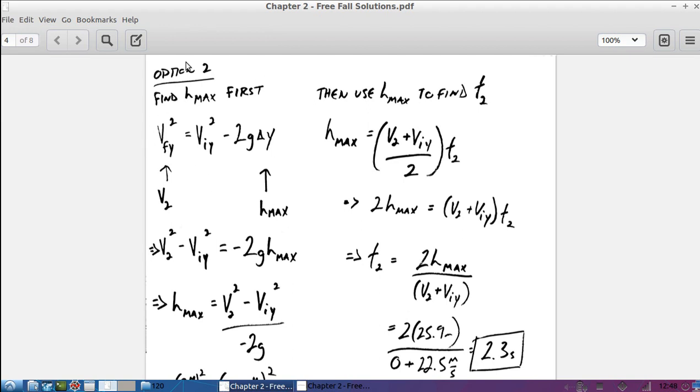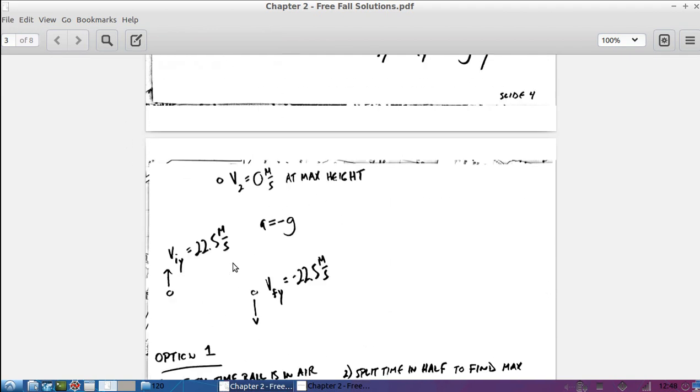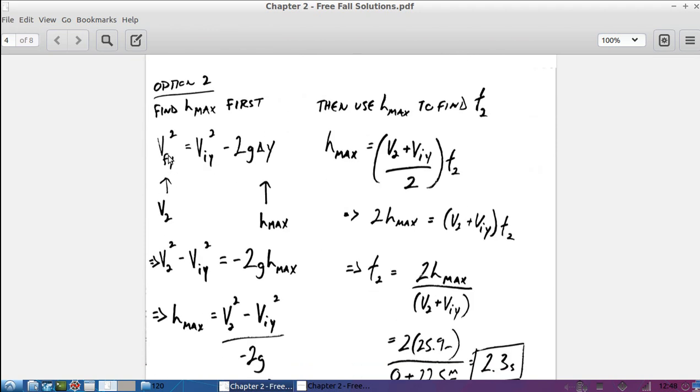But now I set this problem up so that I'm only concerned with the first half of the object's path, from here to when it gets up to max height. So I'm going to use 0 meters per second for this V2 that I called it, my V final, because I'm looking for H max. I know V initial, and I know my acceleration due to gravity, so I can solve for my max height.